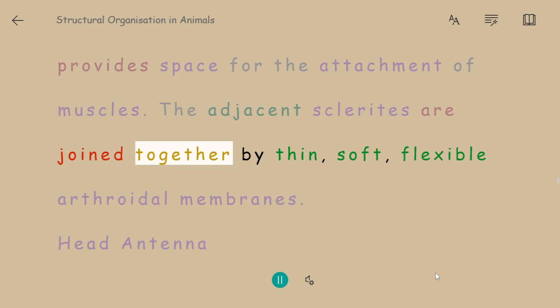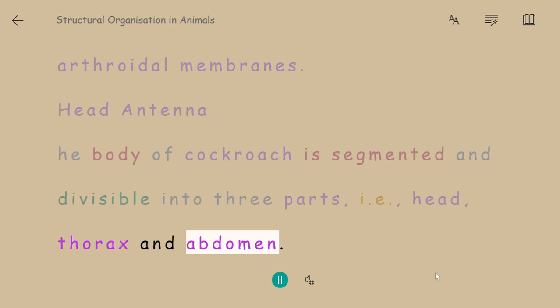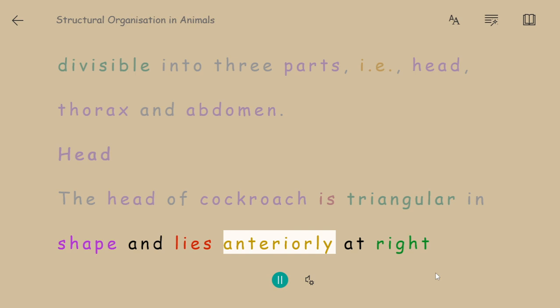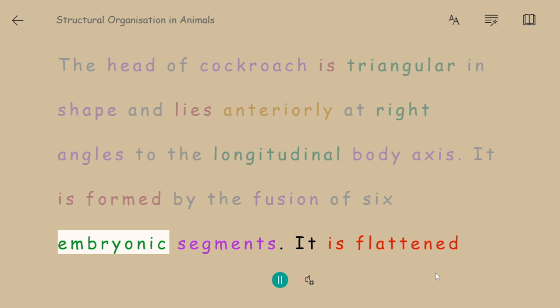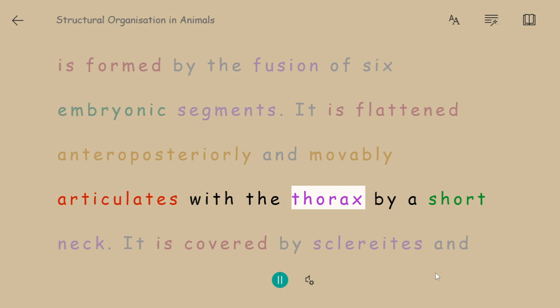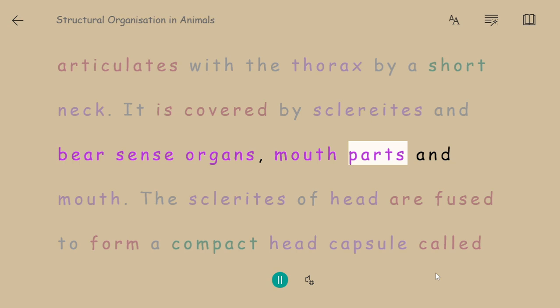Head and antenna. The body of the cockroach is segmented and divisible into three parts, i.e., head, thorax, and abdomen. Head. The head of the cockroach is triangular in shape and lies anteriorly at right angles to the longitudinal body axis. It is formed by the fusion of six embryonic segments. It is flattened anteroposteriorly and movably articulates with the thorax by a short neck. It bears sclerites, sense organs, mouthparts, and the mouth. The sclerites of the head are fused to form a compact head capsule called the vertex.